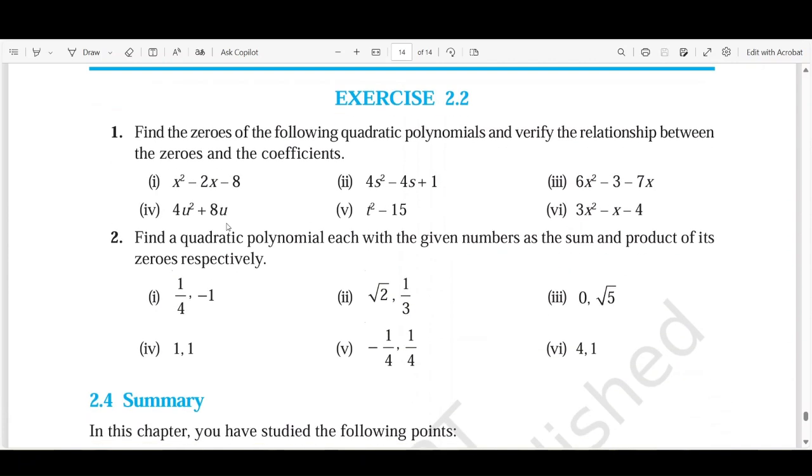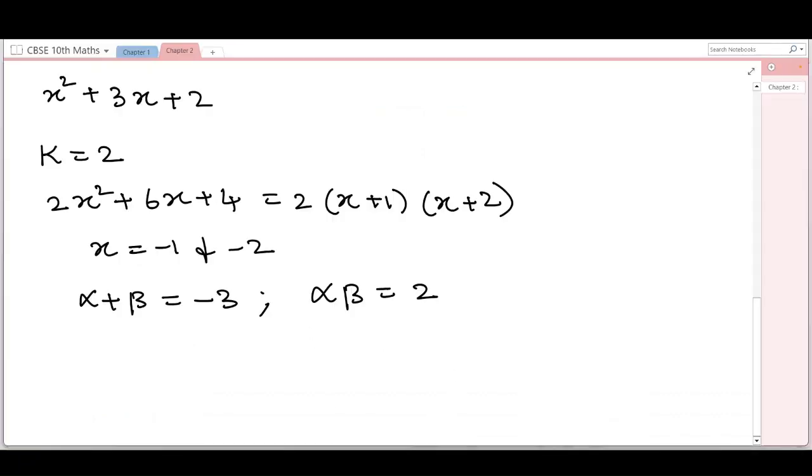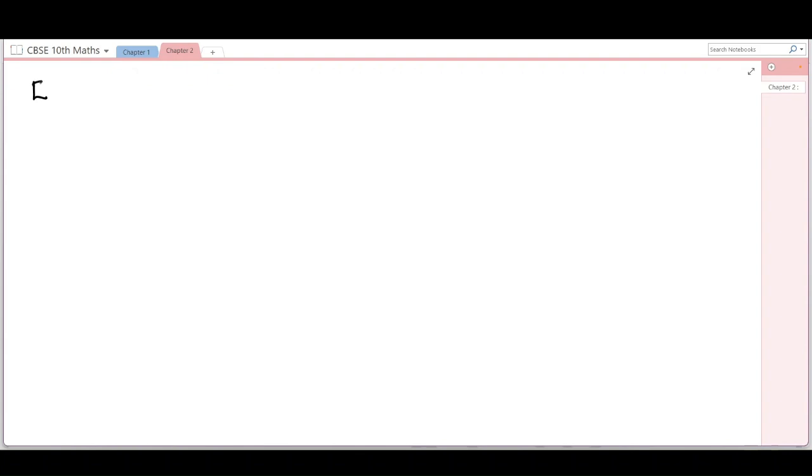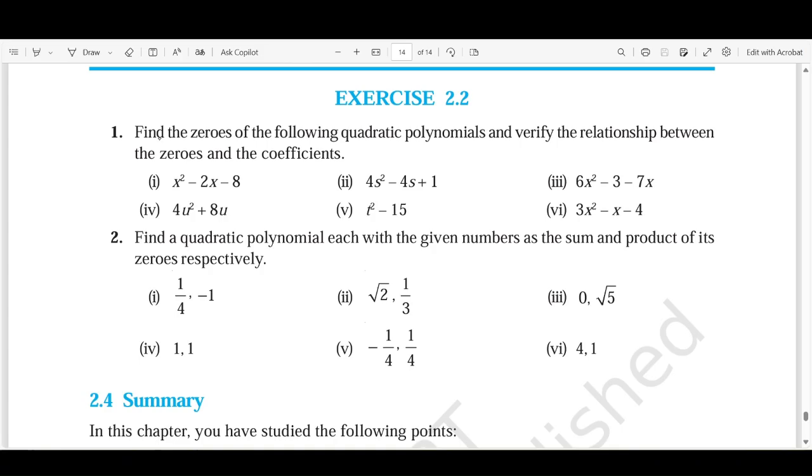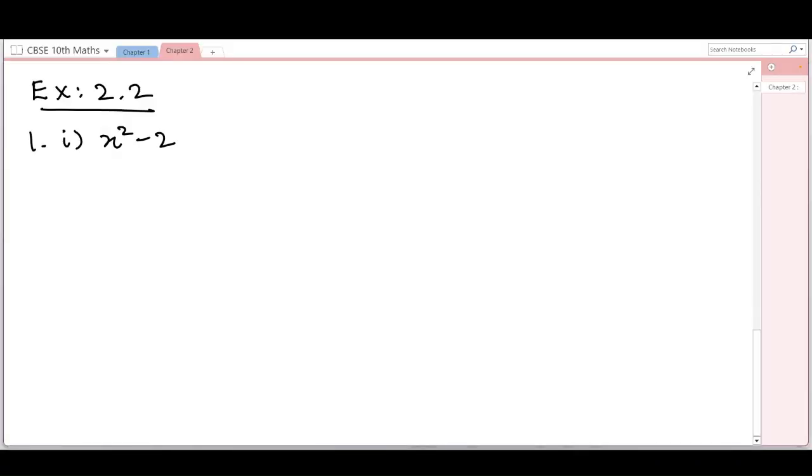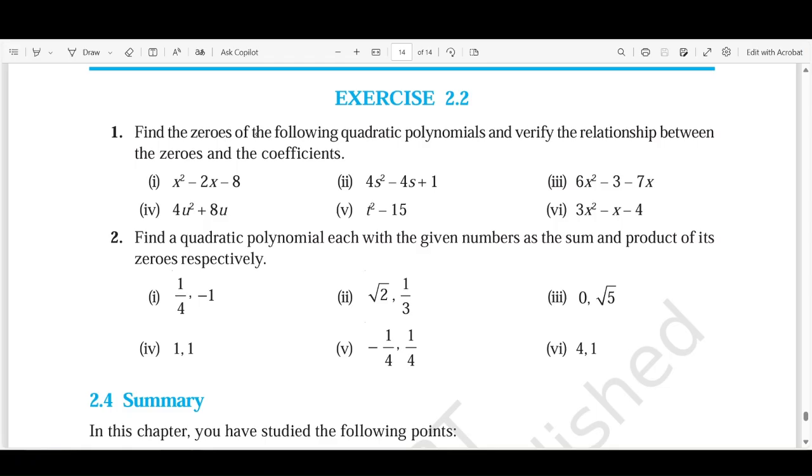So thus we have verified the relationship between the zeros and the coefficients of the terms in the given cubic polynomial, right? Moving on to exercise 2.2, question number 1. Find the zeros of the following quadratic polynomials and verify the relationship between the zeros and the coefficients. So let us discuss one by one. First one, x square minus 2x minus 8. We have to find the zeros and also verify the relationship between the zeros and the coefficients.